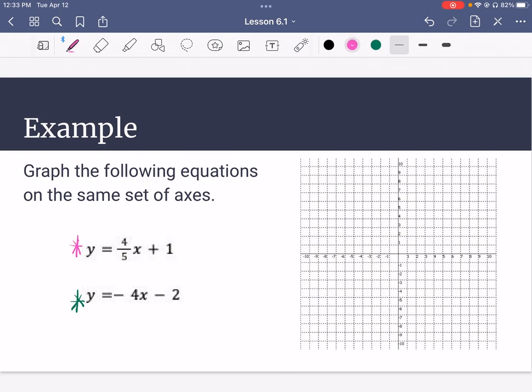And then let's start with identifying the y-intercept. So my y-intercept is 0, 1. I'm going to put a point there. And then my slope here, like we just talked about, is 4/5. So I'm going to go up 4, 1, 2, 3, 4, over 5 to the right, 1, 2, 3, 4, 5, and put a point. Then up 1, 2, 3, 4, over 1, 2, 3, 4, 5 again.